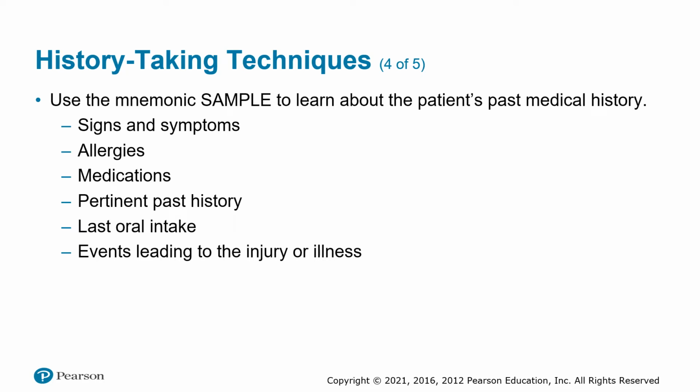SAMPLE is used to learn about the patient's past medical history. It includes signs and symptoms, allergies, medications, and pertinent past history. When I talk about pertinent past history, I want to know basically 5 things that are really important to me at the time, which are heart problems, breathing problems, seizures, diabetes, or strokes. Those are the 5 things that I really, really need to know.